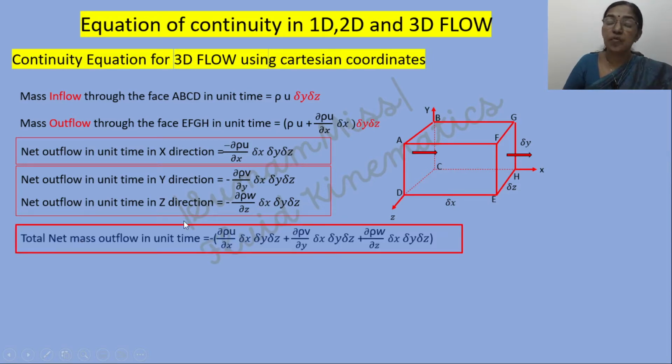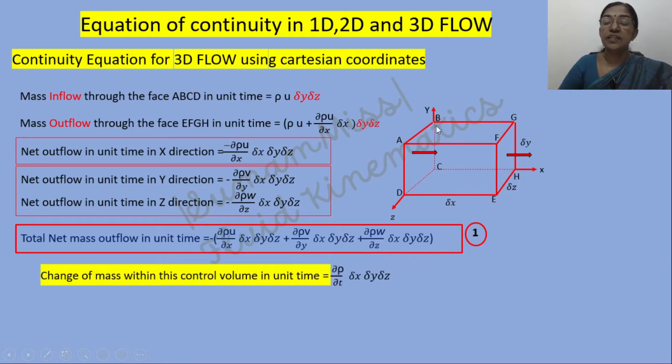The total net mass outflow per unit time is obtained by summing the net outflow in the x, y and z directions. So that is equal to minus dou by dou x of rho u into delta x delta y delta z, plus dou by dou y of rho v into delta x delta y delta z, plus dou by dou z of rho w into delta x delta y delta z.